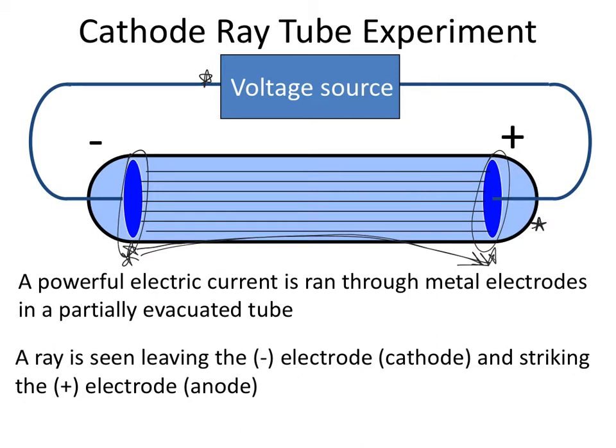And he ran this experiment over and over. He even changed out the metal electrodes for different types of metals. And what he saw every single time was a ray going from one side to the other. And so this got him questioning, hey, where is this coming from? It seems like it's happening with all these different types of metals. Have I found something here that is undiscovered?